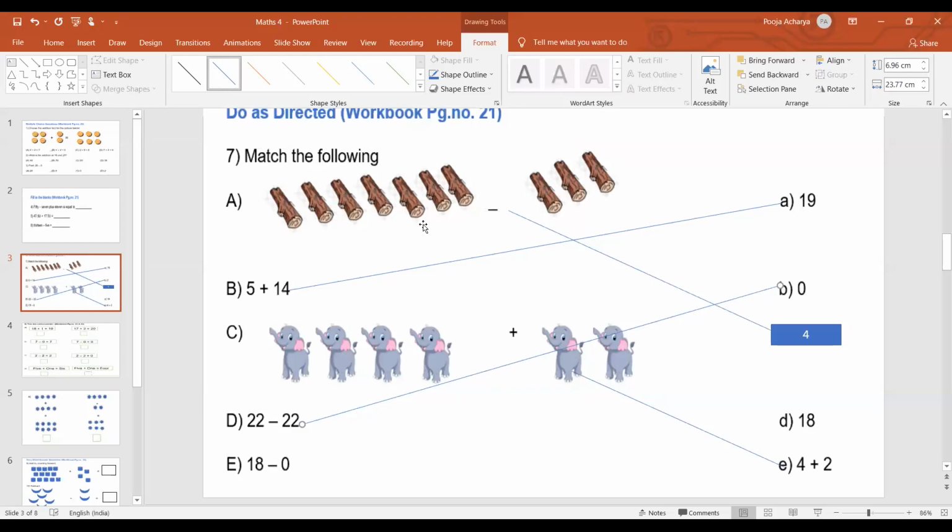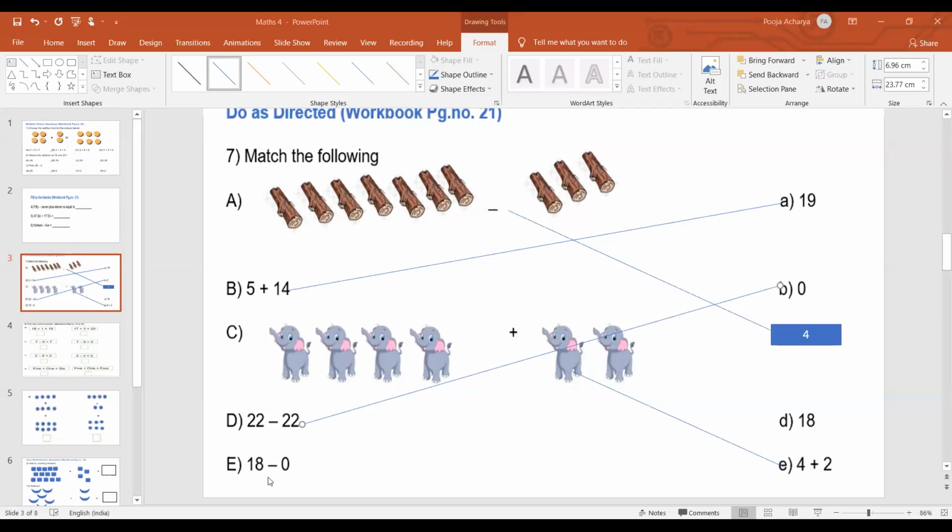Okay, now tell me 10 minus 10 is 0. 11 minus 11, 0. 18 minus 18, 0. Because if we are subtracting two same numbers, the answer will be 0. Okay.